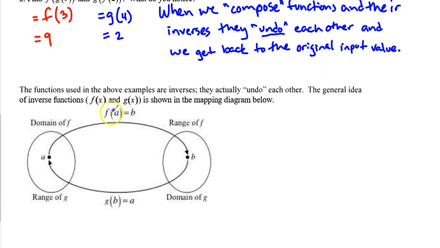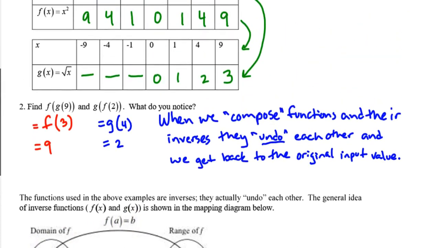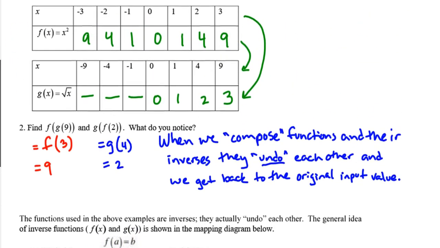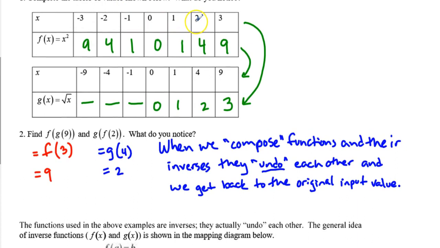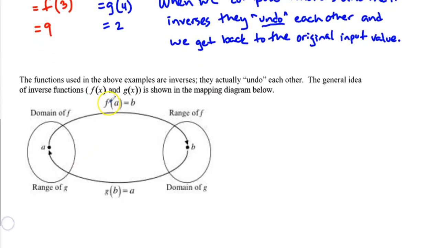Okay? And when we do f of a, we get b, like meaning we do right here f of a, pick an a value like 2. Square of 2, you get 4. The square root of 4, you get back to 2. And that's what we're identifying here. F of a, you get b. G of b, you get a, so long as f and g are inverses.